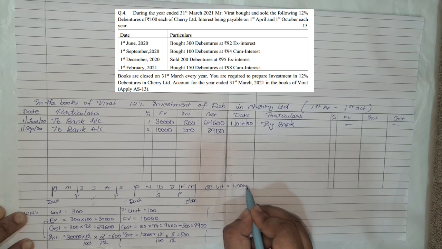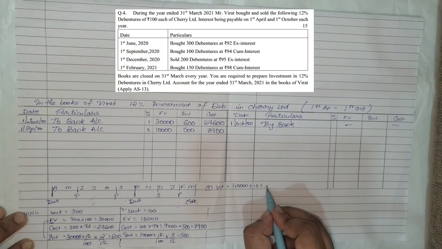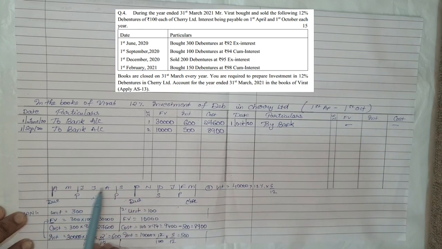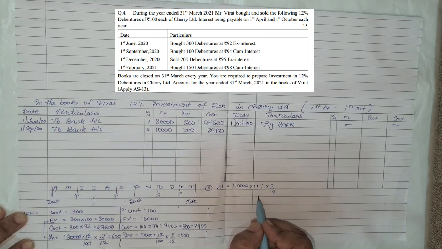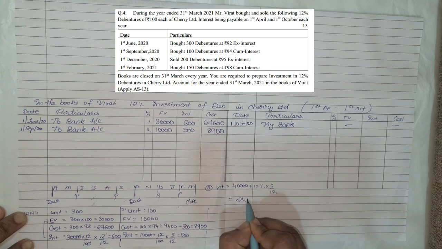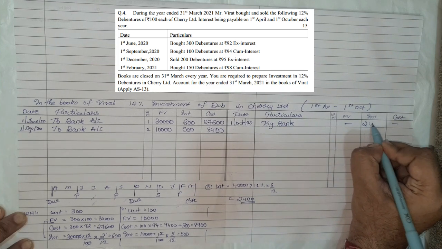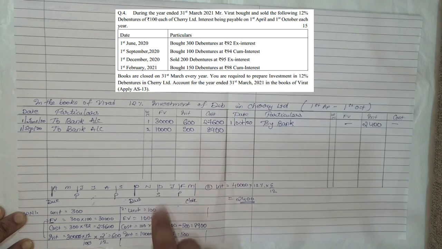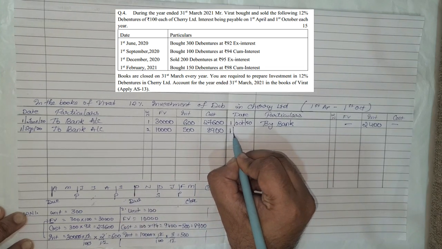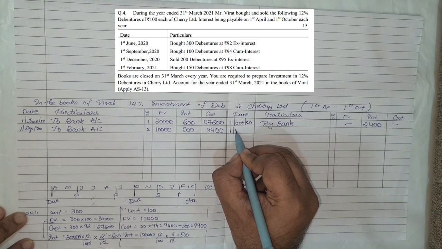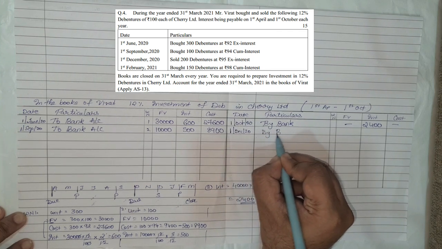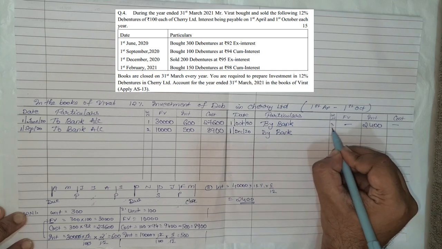So 40,000 into 12% into 6 divided by 12 because it's half yearly. Okay, 1, 2, 3, 4, 5, 6. So 40,000 ka 12% into 6 divided by 12 comes to 2,400. So interest is 2,400. So we are done with the October. Now December mein you're selling, so it is on the buy side. So we write, now this is very important. Okay, on 1st December you are making a sale to bank. Working note number 4.